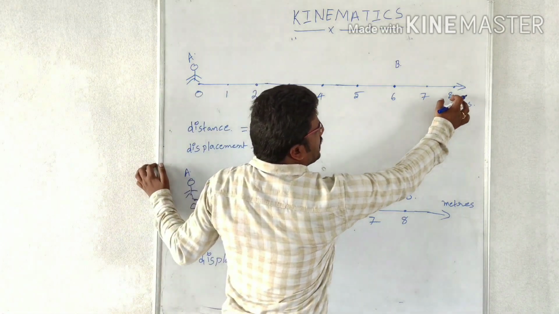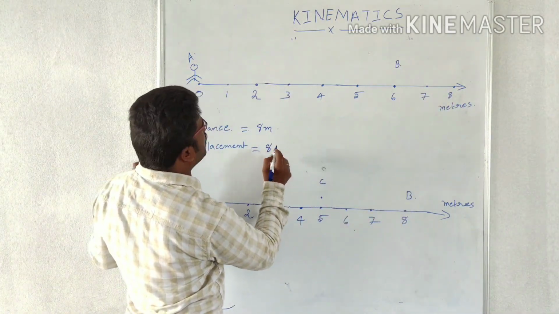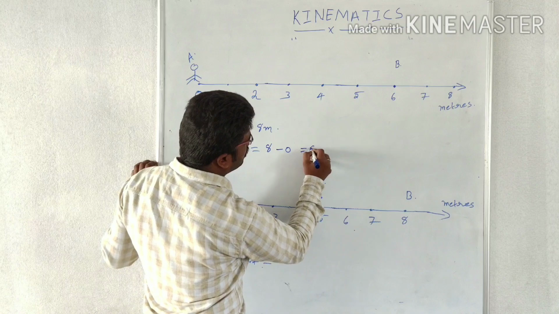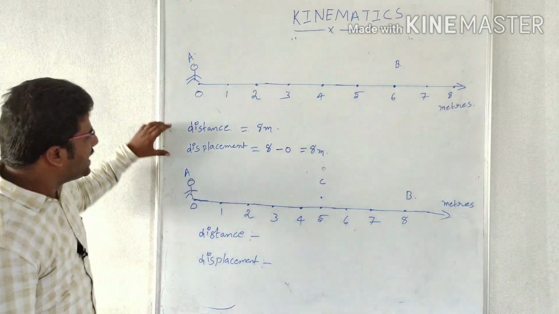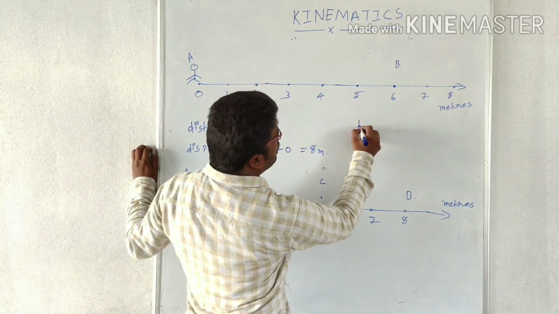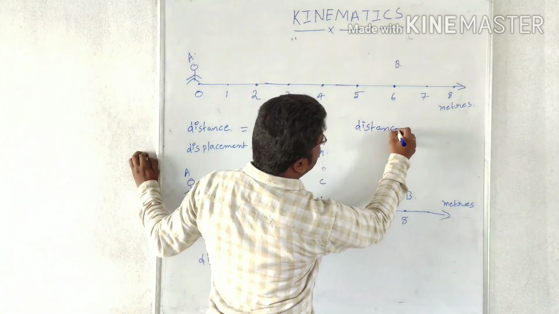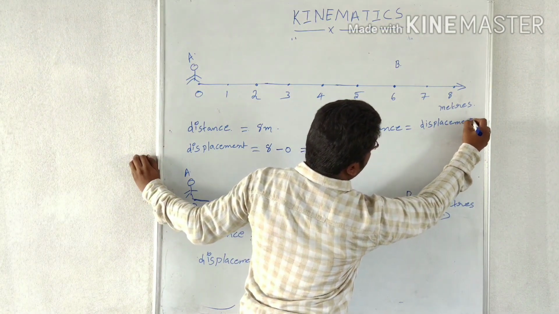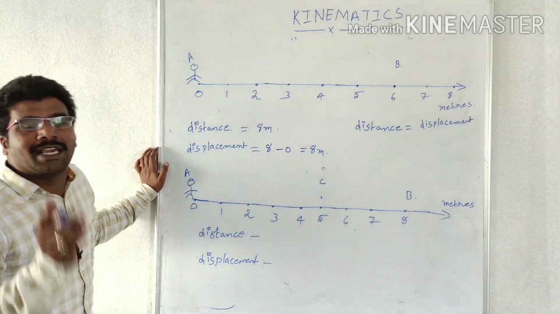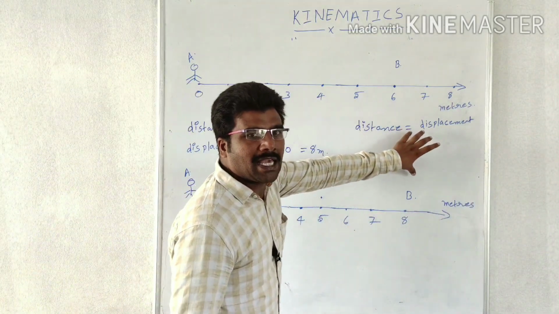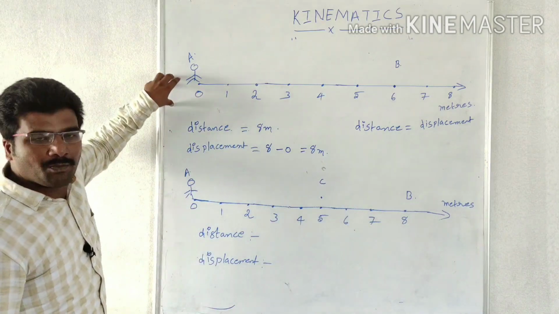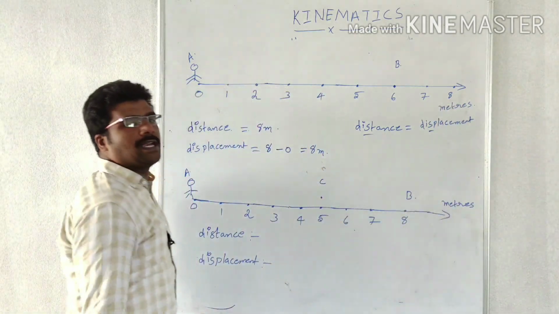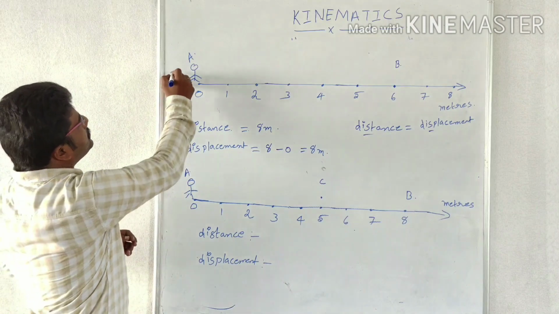What is the final position? Here it is 8, minus initial position. What is it? 0. 8 minus 0 equals 8 meters. Here in this case, the distance and displacement are equal. So we can say that in some cases the distance and displacement are equal. In which case? When a body moves in a straight line, the distance will be equal to displacement. Now coming to the second problem.